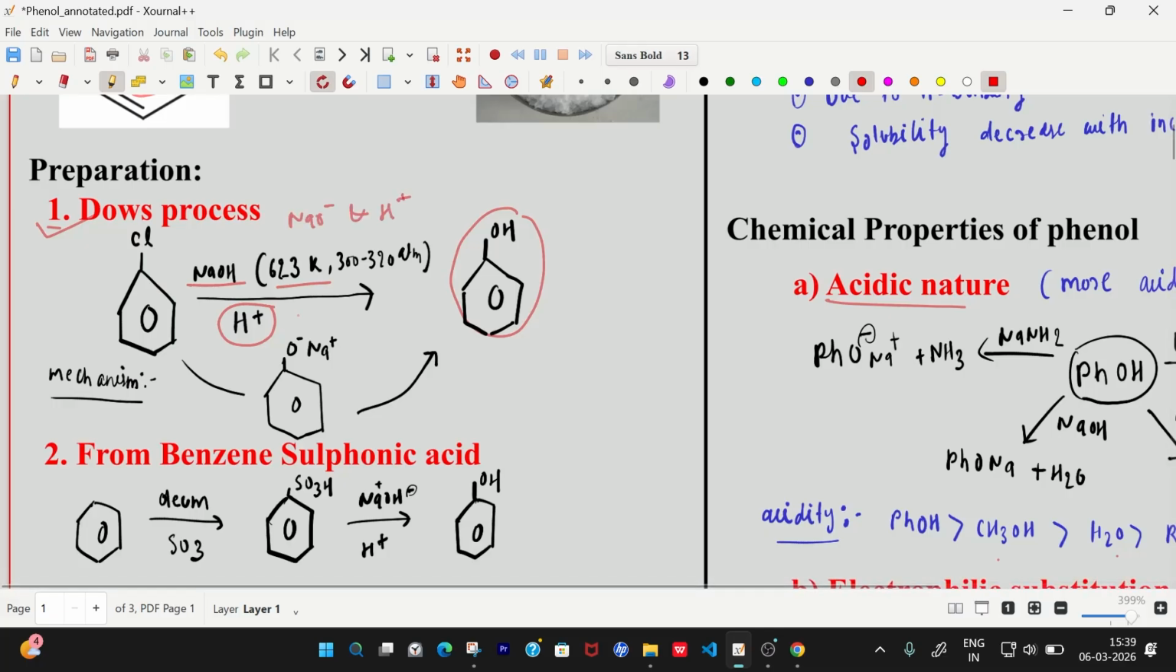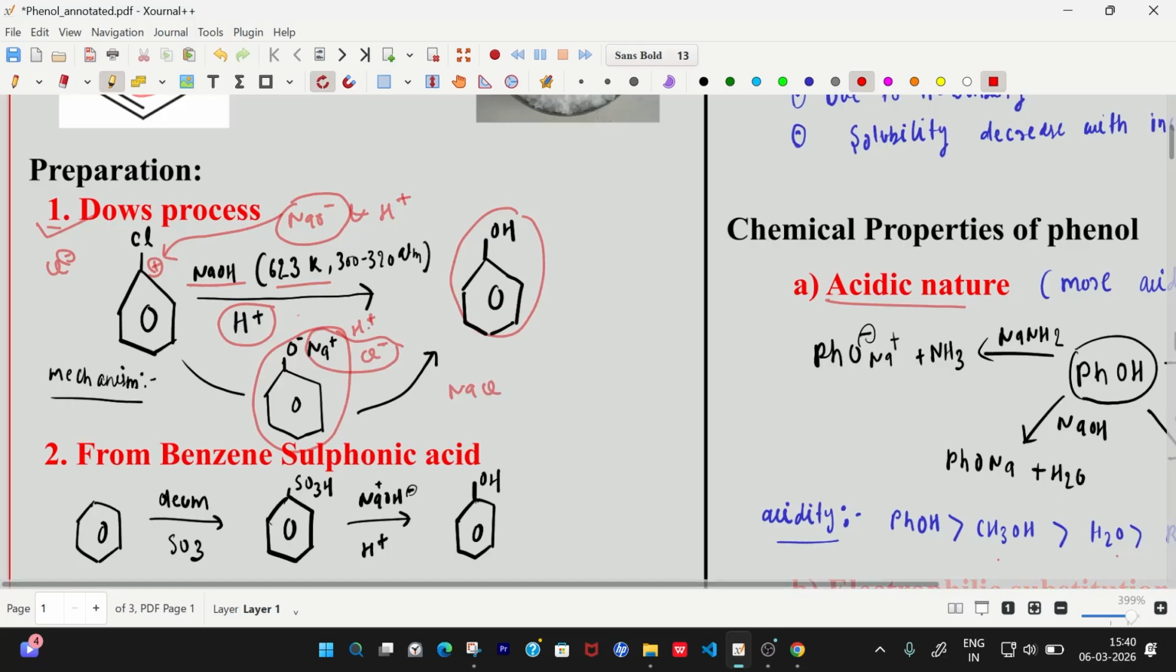and H plus, and Cl minus is more electronegative, so it will dissociate as Cl minus, and here there will be electron deficiency. And this is electron rich, so this will attach here and form this. And in the solution there will be Cl minus also and H plus, and Na plus will form a bond with Cl minus to form NaCl salt, and H plus will attach to O minus to form phenol.